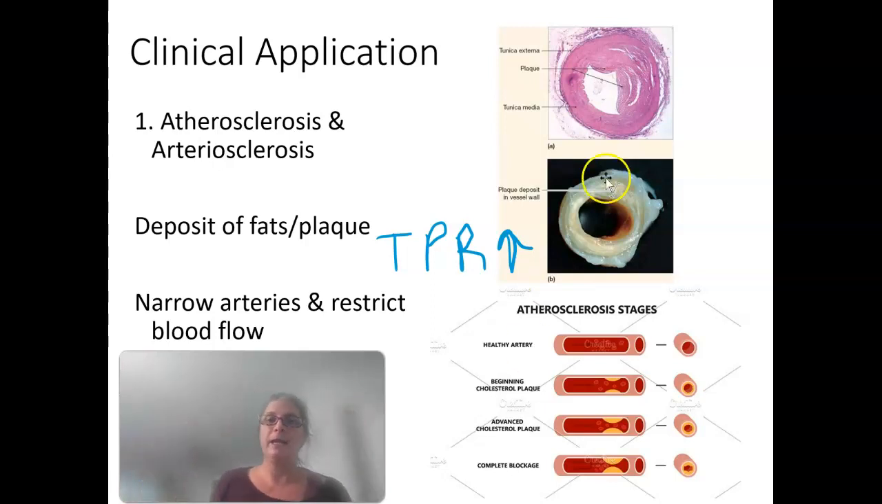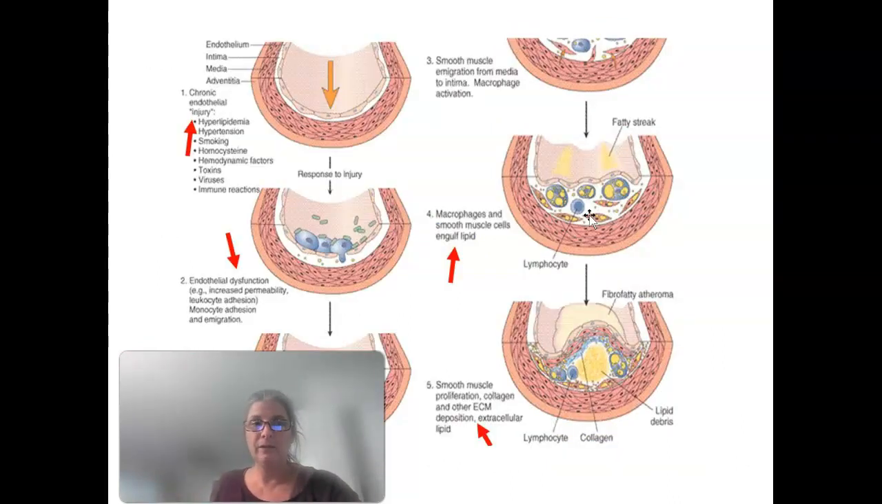Now, once you get this deposit of the fats, it can harden into what's called plaque, and calcium gets deposited. So arteriosclerosis is sometimes called hardening of the arteries because the calcium makes them very, very stiff. So they're narrowed and they don't move. They've lost that elasticity and it affects blood flow.